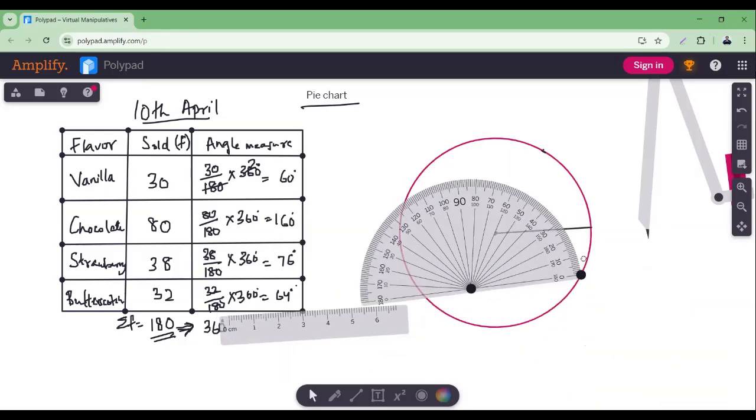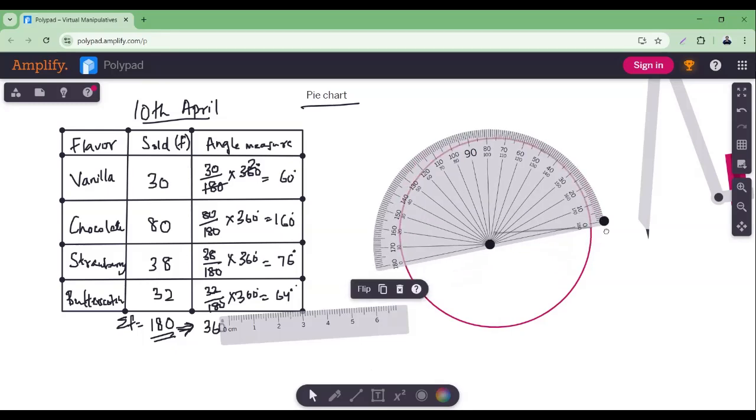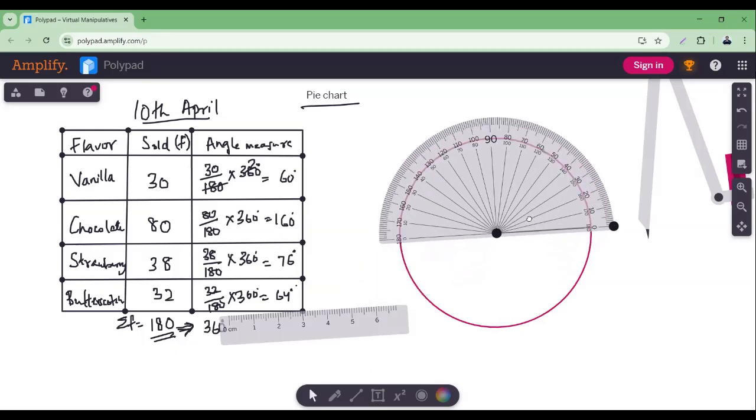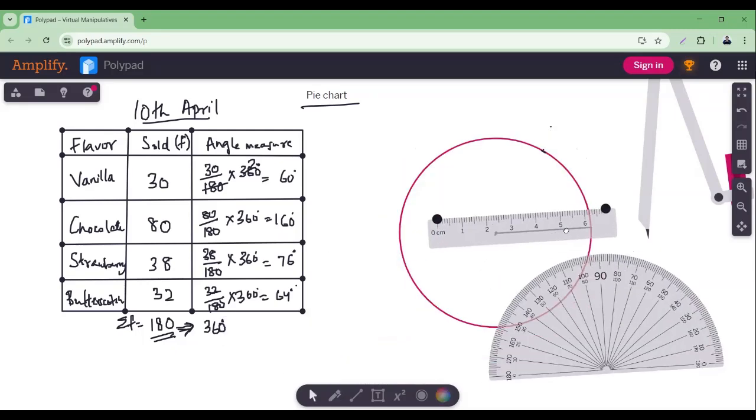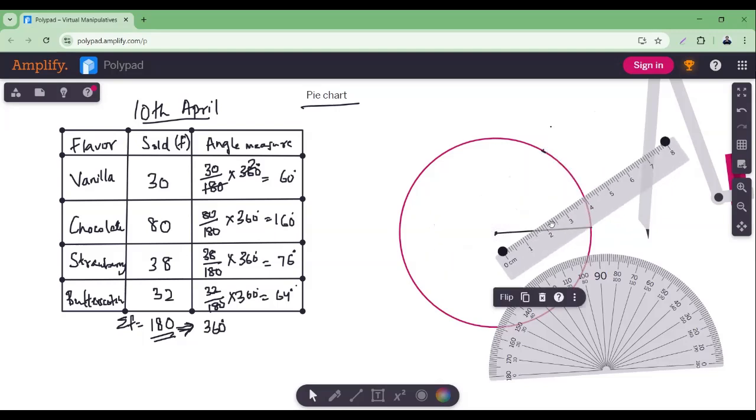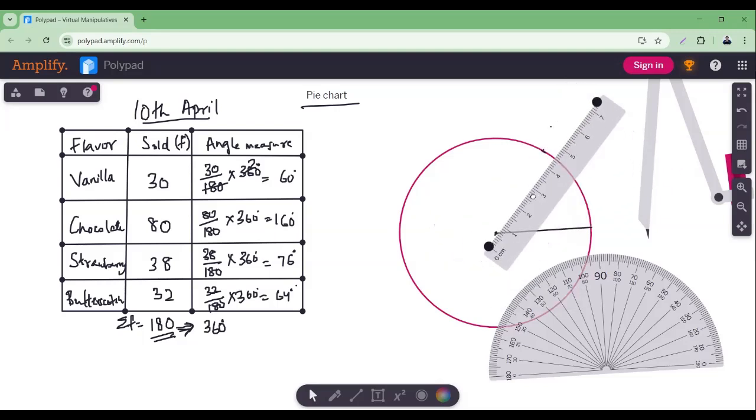So I'm going to keep the center of the protractor on the center of the circle, and the 0 line on the radius that I've just drawn. And now I have to measure 60 degrees. From the 0 here, I'm going to measure the 60 degrees, which comes out to be here. Once I have marked that, I'm going to take the scale and draw the line which connects those 2 points, but not outside the circle.